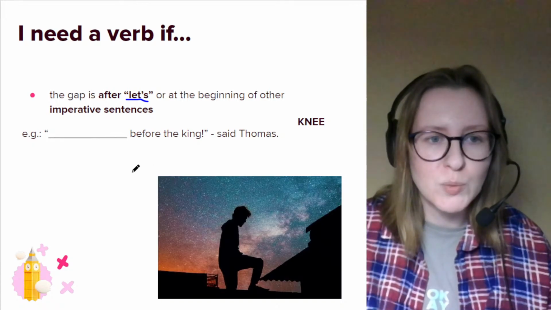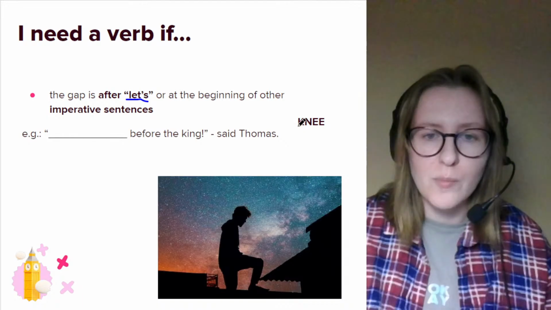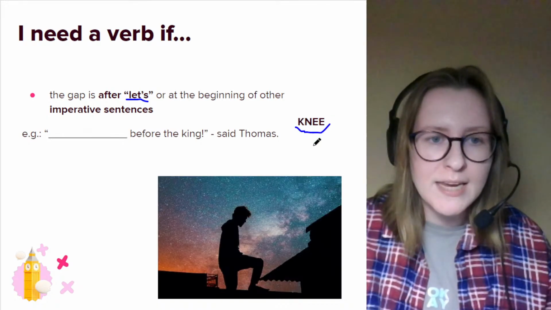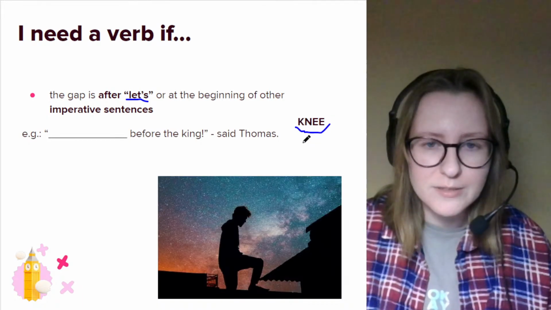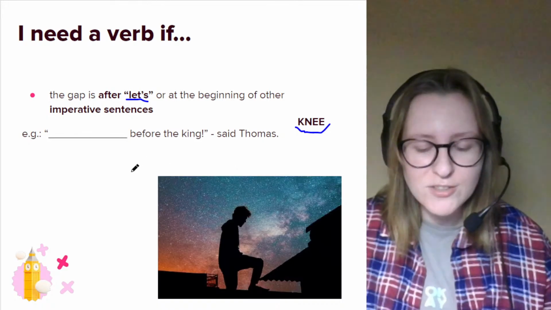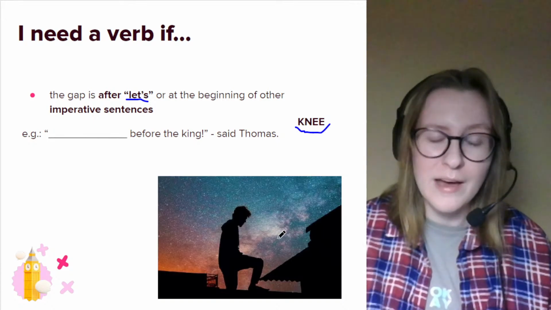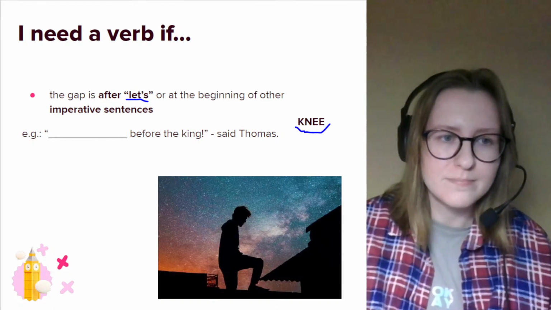Let's have a look at the example. Before the king, said Thomas. And we need to put the word knee into the sentence. Guys, knee is part of our body, right? A part of our leg. So in the picture here, you can see the action of kneeling.